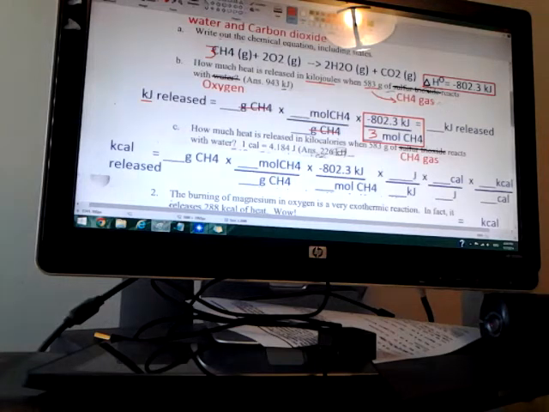This is where you get this last ratio. So then moles and moles cancels out, and you're left with kilojoules. And that's going to be your final answer, kilojoules. There you go.